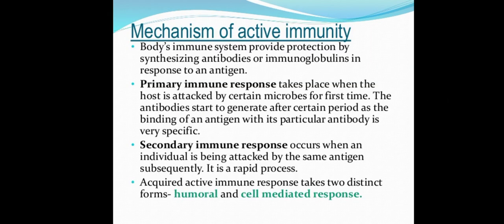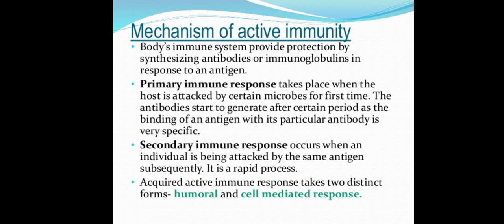Mechanism of active immunity. Our body's immune system provides protection by synthesizing antibodies or immunoglobulins in response to an antigen. Primary immune response takes place when the host is attacked by certain microbes for the first time. These antibodies start to generate after a certain period, as the binding of an antigen with its particular antibody is very specific. Secondary immune response occurs when an individual is attacked by the same antigen subsequently. It is a rapid process.